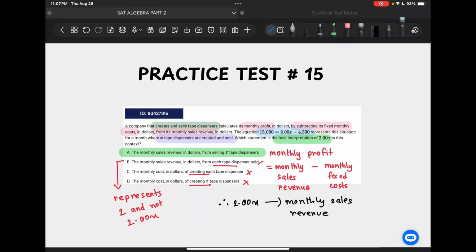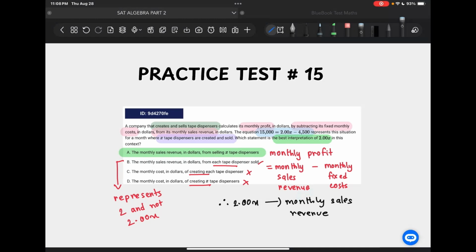Now, we know that the monthly profit is equal to the monthly sales revenue minus the fixed cost. From where? From this line, okay? And now we know that the monthly sales is basically these two terms. Why? Because this 15,000 is the monthly profit and this 4,500 is basically the fixed cost. So this 2x is the monthly sales revenue. Okay. So we are going to read all these options and try to figure out which one says that 2x is the monthly sales revenue.